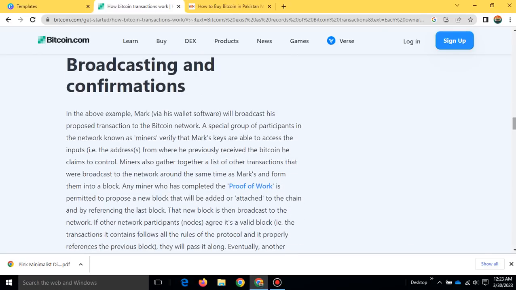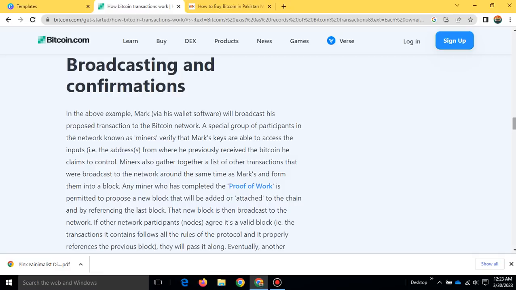Broadcasting and confirmations. In the above example, Mark, via his wallet software, will broadcast his proposed transaction to the Bitcoin network. A special group of participants in the network, known as miners, verify that Mark's keys are able to access the inputs from where he previously received the Bitcoin he claims to control. Miners also gather together a list of other transactions that were broadcast to the network around the same time as Mark's and form them into a block.